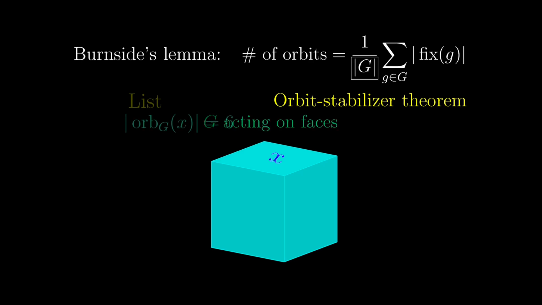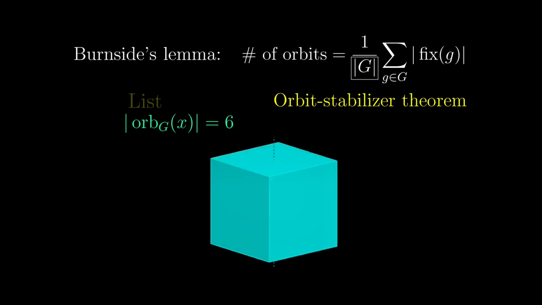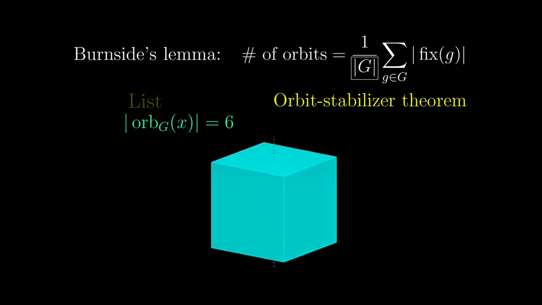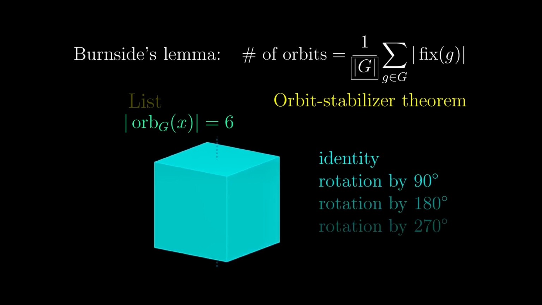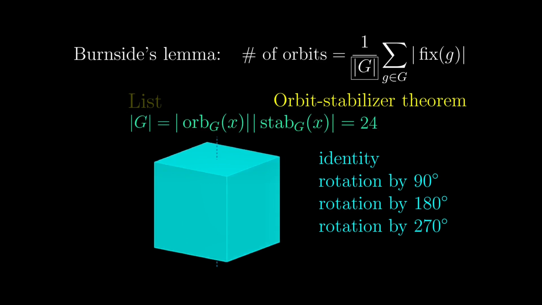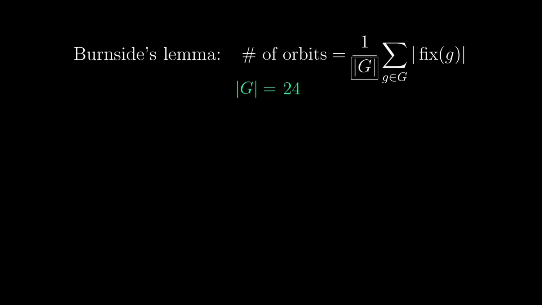It is not difficult to see that x can be rotated to any other face, so the orbit size is 6. Symmetries that fix this face would contain only the rotations around this axis, which are precisely the identity symmetry or rotations of a multiple of 90 degrees, which means the stabilizer has size 4. So by the orbit-stabilizer theorem, the size of the group of rotations is 24.